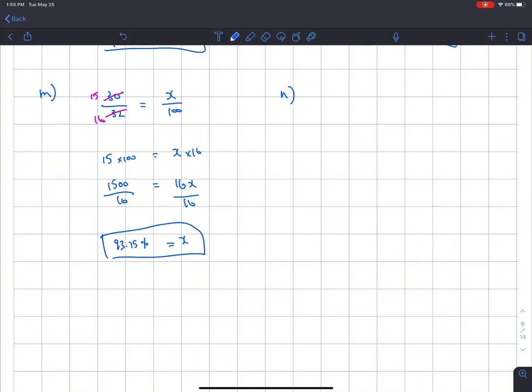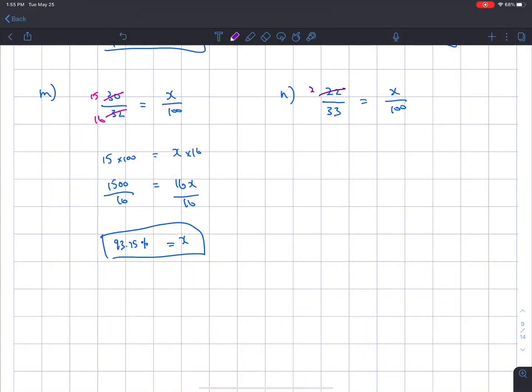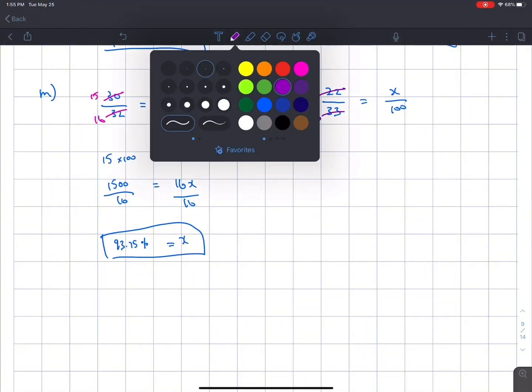And what percent of 33, so that's the base, is 22? Is what percent? So x over 100. Again, simplify before we multiply. Divide by 11 to get 2. Divide by 11 to get 3.